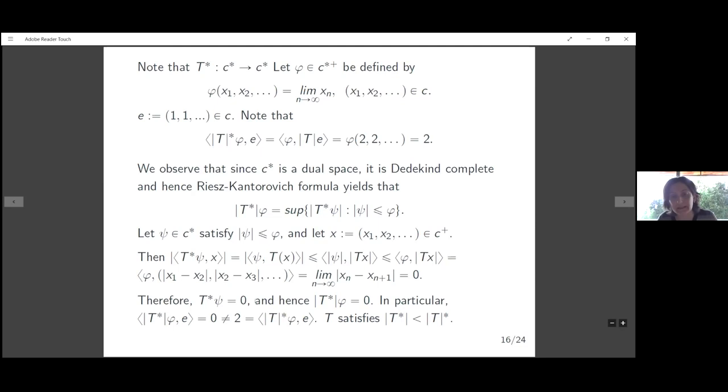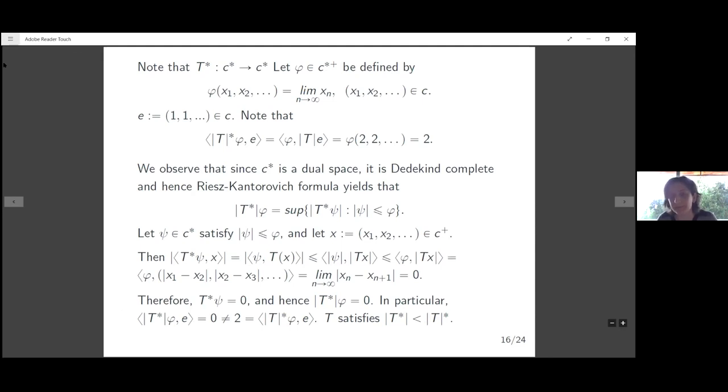And looking at this formula for the modulus of the adjoint, we also conclude that the modulus of the adjoint on phi is 0. And in particular, the modulus of the adjoint on phi, this is a functional, applied on any element, in particular applied on E, is 0. And this is not 2, and hence this is not the adjoint of the modulus applied on phi, and then this functional applied on E. So we can say that in this particular case, the modulus of the adjoint is strictly less than the adjoint of the modulus.